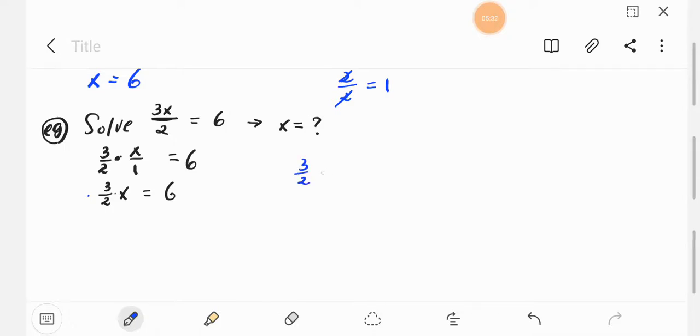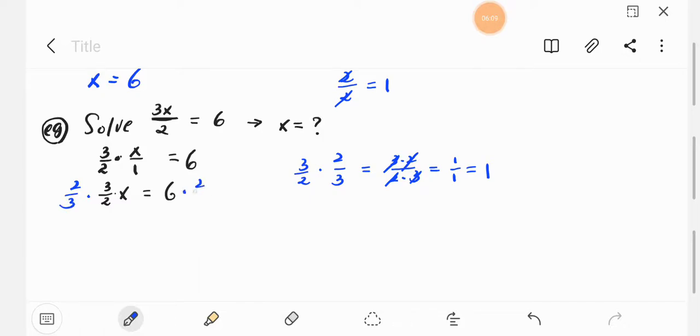Look at this, 3 over 2. If you have the value 2 in the numerator and 3 in the denominator, then this is actually equal to 3 times 2 over 2 times 3. So you can cancel out the same factors from the numerator and the denominator. So it becomes 1 over 1, which is 1, right? So we can multiply each side by the reciprocal of 3 over 2. That is 2 over 3.